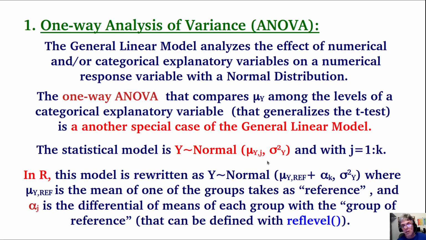In R and in most other statistical software, this model is rewritten as follows. Y is the response variable that has a normal distribution, and we write it in terms of the mean of a reference group plus alpha sub k, which is the differential of the means between the reference group and all the other means. This reference group in R is taken on an alphabetical criterion, and this can be redefined by using the command relevel.